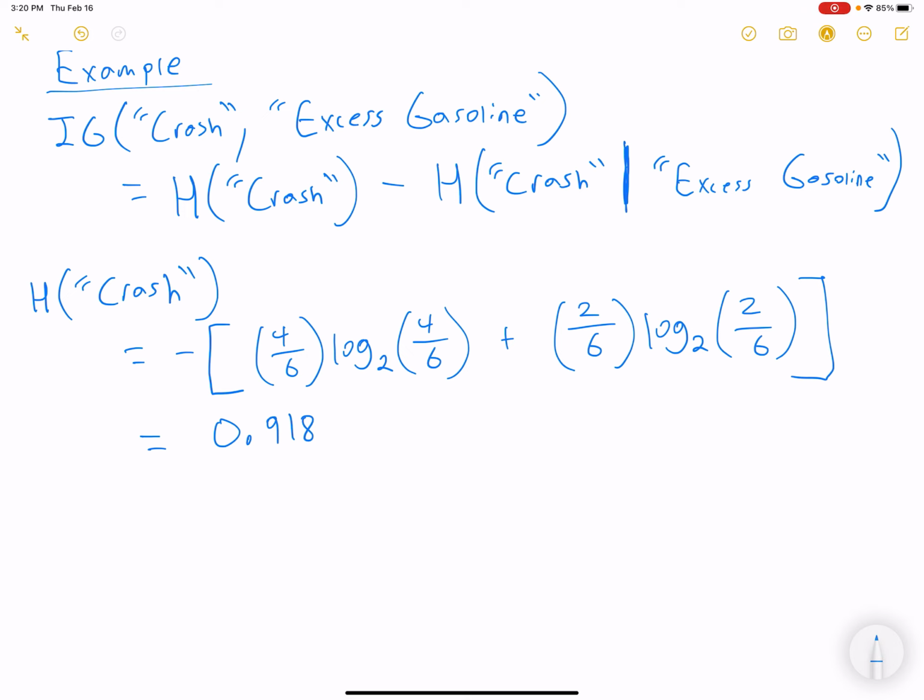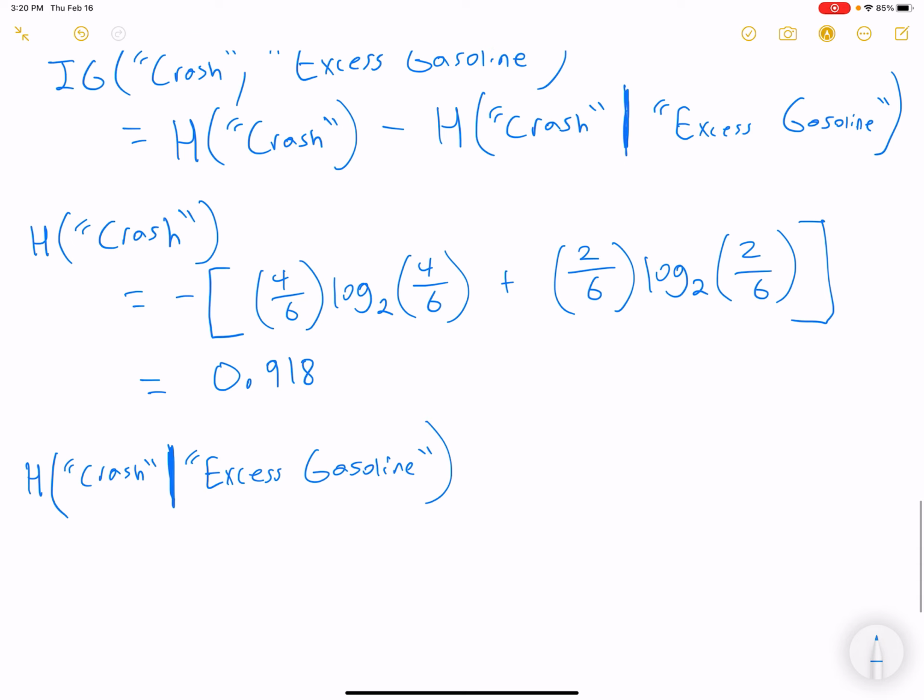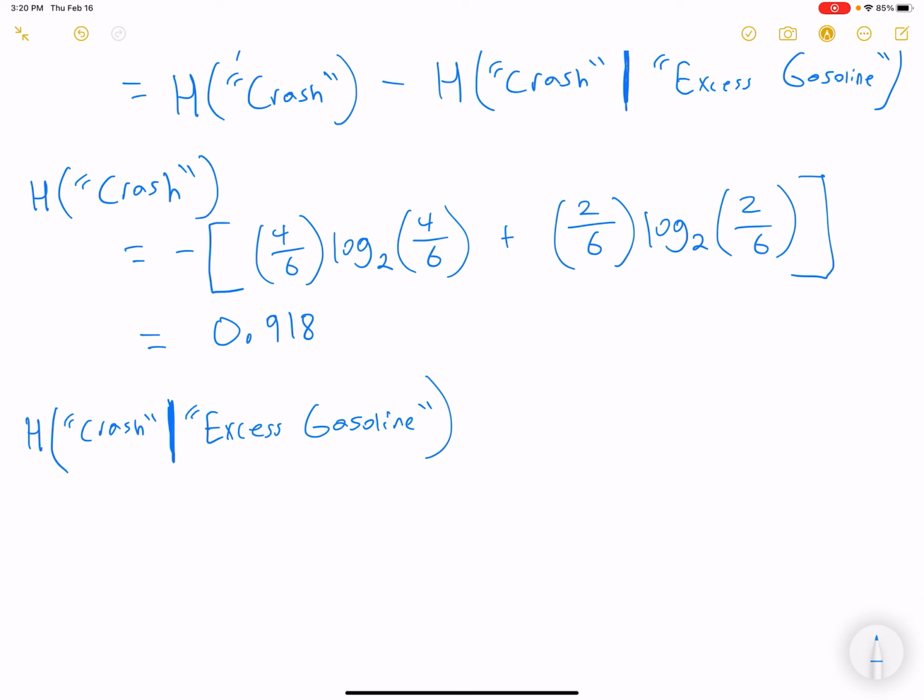To calculate the second term, it's slightly more involved, but not too much more involved. So the entropy of crash conditioned on excess gasoline is going to be, well, first we want to look at excess gasoline, which could take two values.